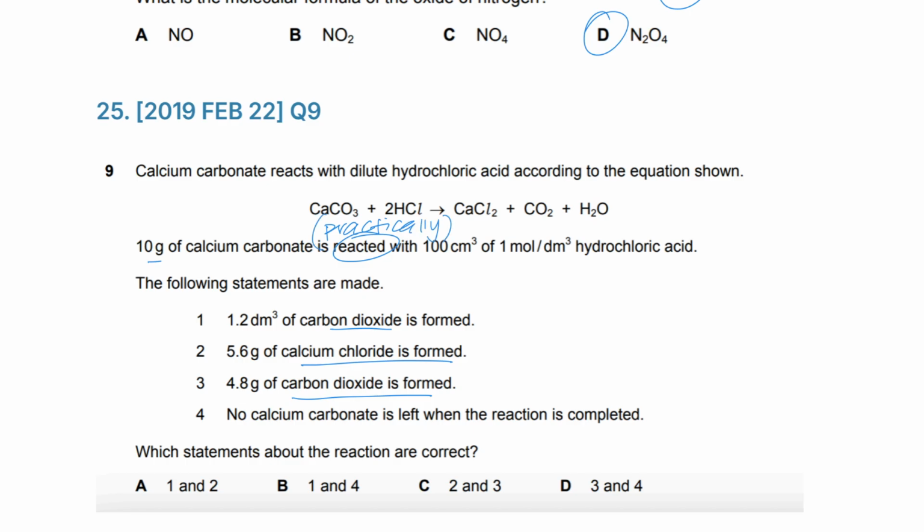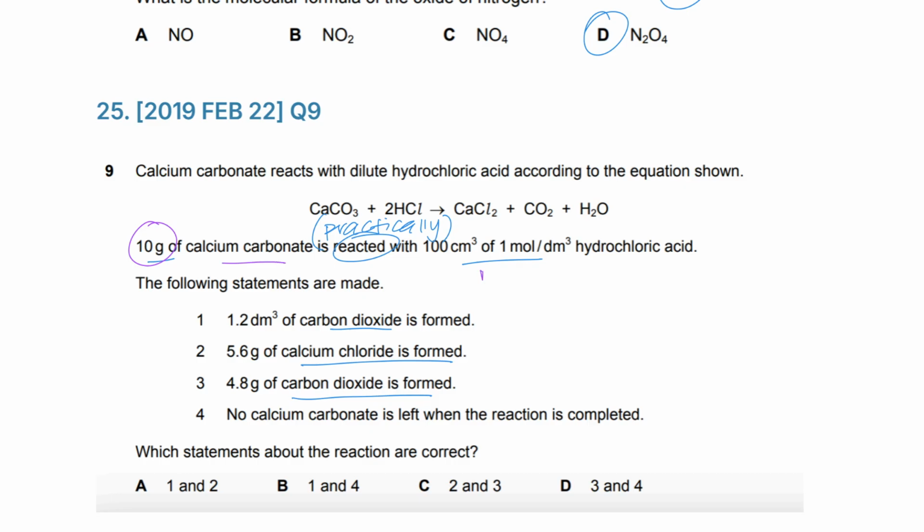So you need to first of all figure out the limiting and excess reactant. That's why I say do this MCQ at the end. If such an MCQ comes, do it at the end. But between calcium carbonate and hydrochloric acid, you first of all need to calculate the limiting reactant. For that, you need to convert both into their moles, right? So convert both the data into moles.